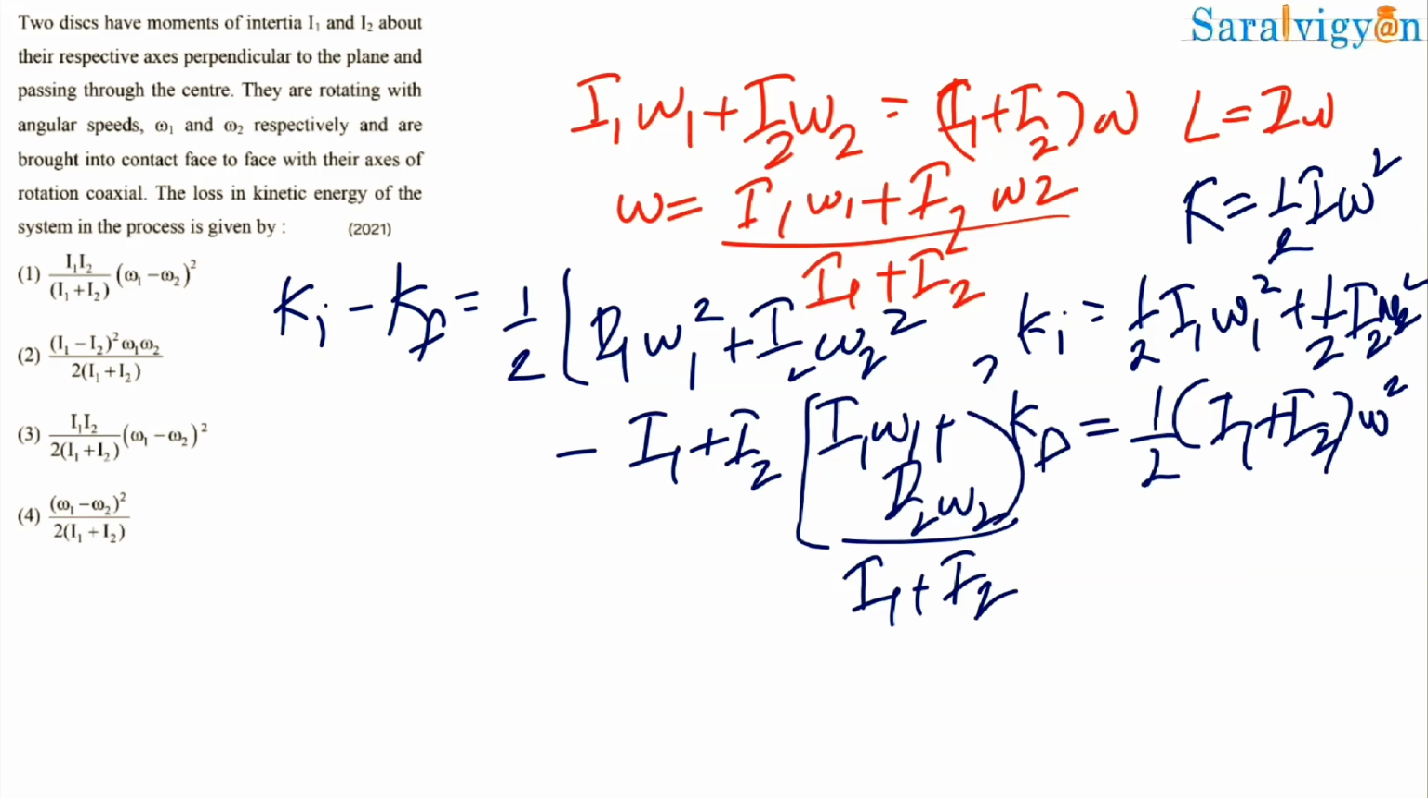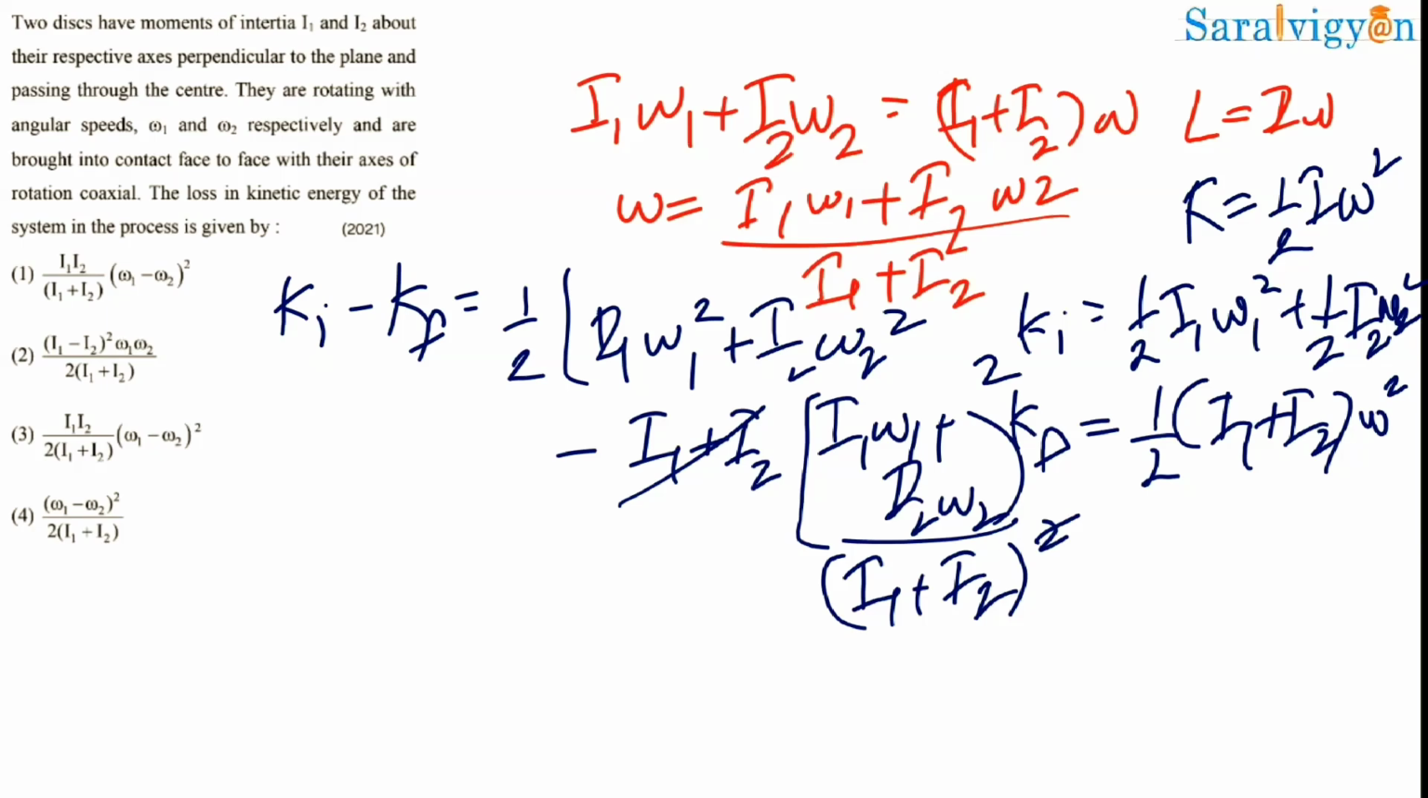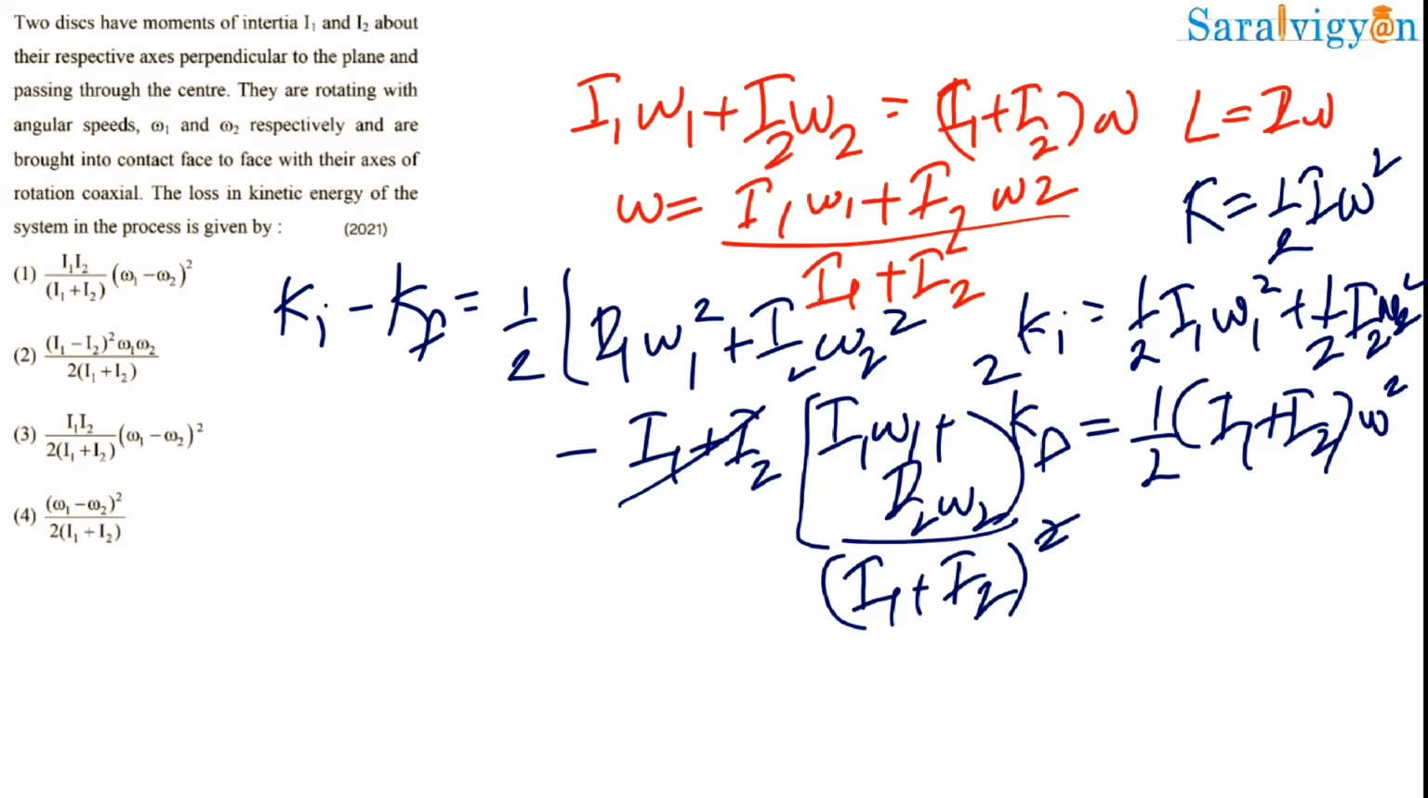So we have here, we can do square, and here also we can do square. Therefore this I₁ plus I₂ and this I₁ plus I₂ squared get cancelled, and we'll get an expression half into I₁ ω₁ square plus I₂ ω₂ square minus I₁ ω₁ plus I₂ ω₂ whole square by I₁ plus I₂. Now we can do solving. After solving we'll get the answer.